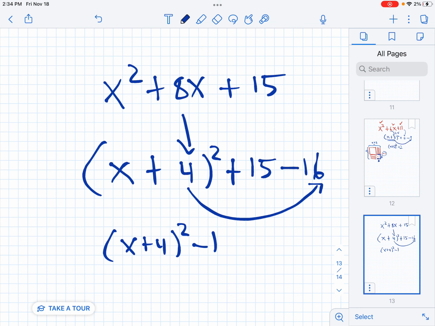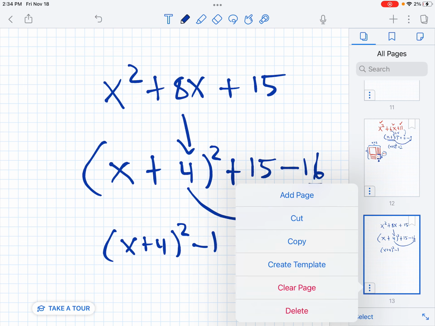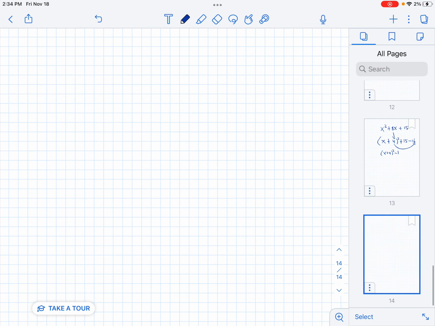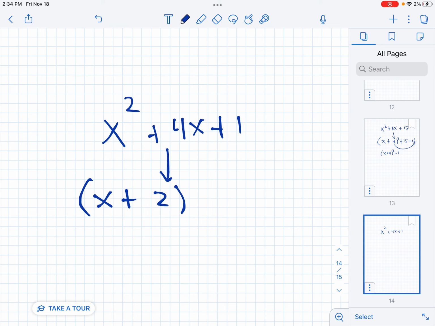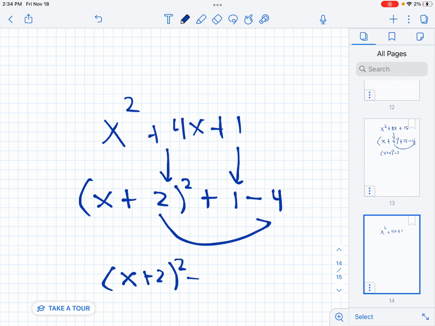It's really that easy. Let me give you one to try on your own now. Let's say we've got x squared plus 4x plus 1. Go ahead and do that right now. Great. So let's go over it. x plus half of 4 is 2. Close it. Bring down the 1, subtract that number squared, and I've got x plus 2 squared minus 3.